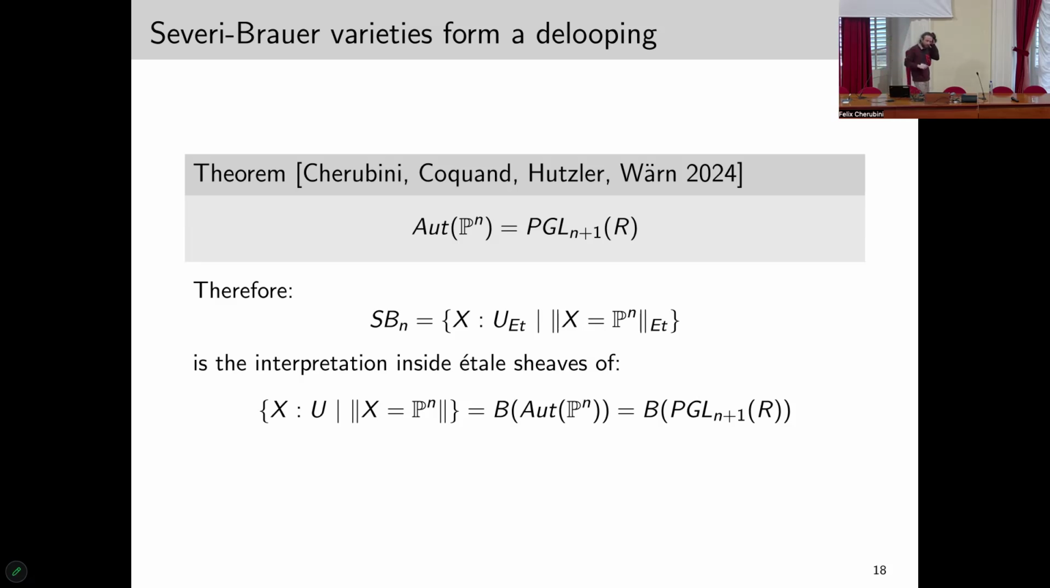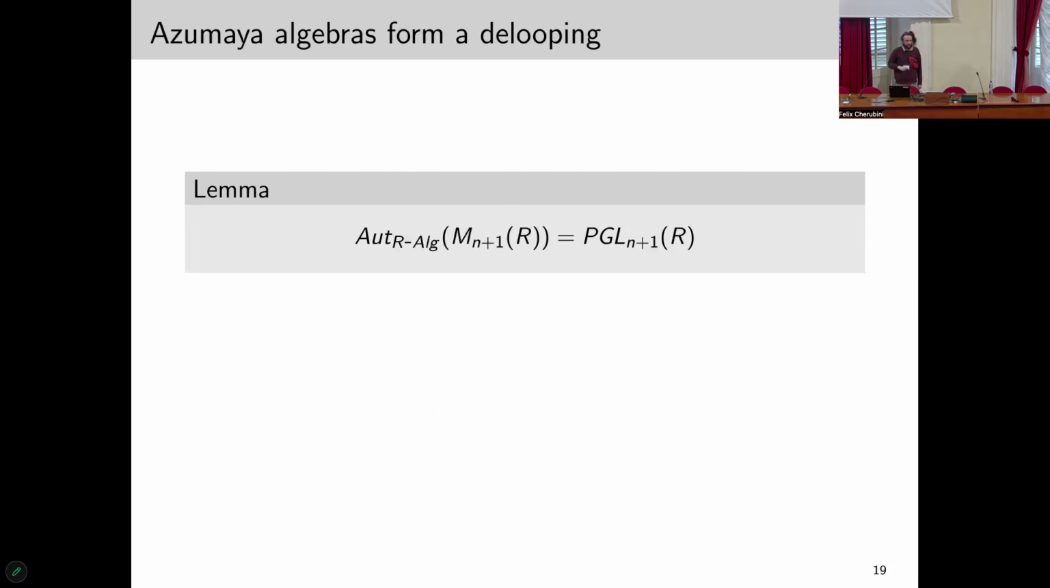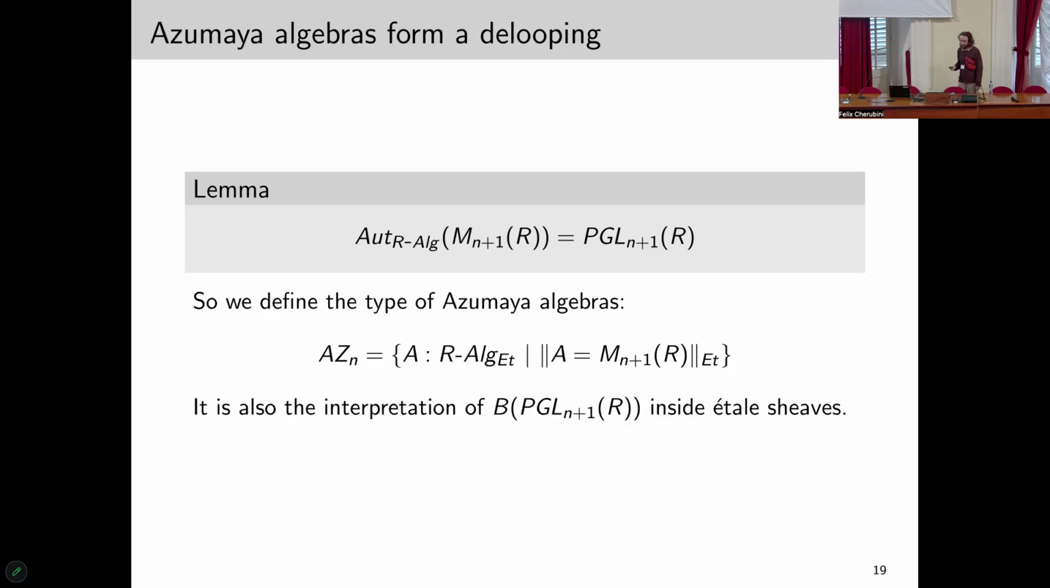Okay, so that's a description of the type SBN. And then we have this lemma, which is essentially some linear algebra, which says that the automorphism... so here Mn plus 1 of R is the algebra of n plus 1 size square matrices. So it's a non-commutative R algebra, right? And its group of automorphisms as an R algebra is also PGLN plus 1 of R. And that inspires us to do the same construction.